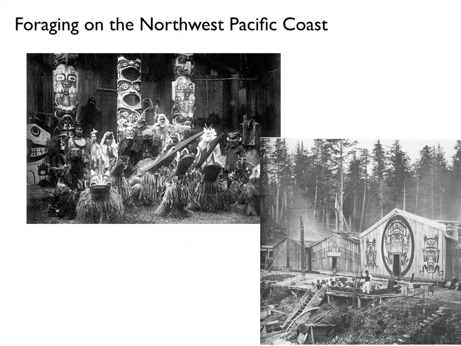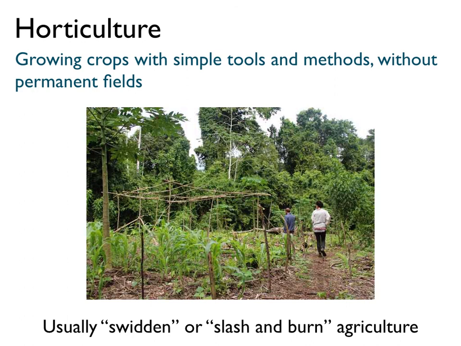Okay, let's talk about horticulture. Horticulture is another type of subsistence activity, and it involves growing crops with simple tools and methods without permanent fields. This can also be referred to as swidden agriculture or slash and burn agriculture. But the difference between foraging and horticulture is that people are actively promoting the growth of plants in their environment.